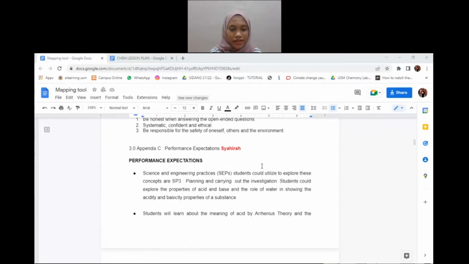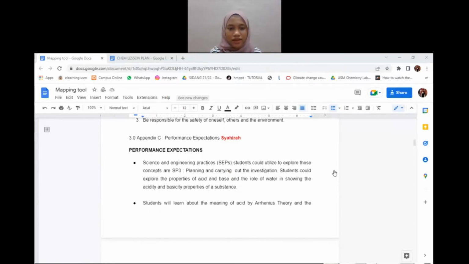Next, for Appendix C, which is the performance expectation. The science and engineering practice (SEP) that students could utilize to explore this concept is SP3, which is planning and carrying out the investigation. Students could explore the properties of acid and base and the role of water in showing the acidity and basicity properties of a substance.